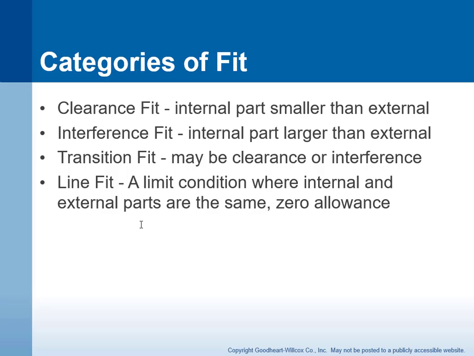An interference fit, by contrast, is where you have a tolerance condition where the internal part can be larger than the external part. An interference fit will always be larger. The internal part will always be larger. Whereas a transition fit may be a clearance or an interference fit depending on what the tolerance condition is of each of the parts. A line fit is a limit condition where internal and external parts are the same. Zero allowance. We'll talk about allowance in a bit.